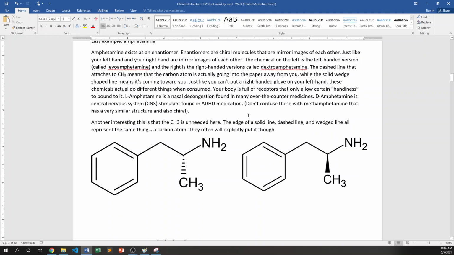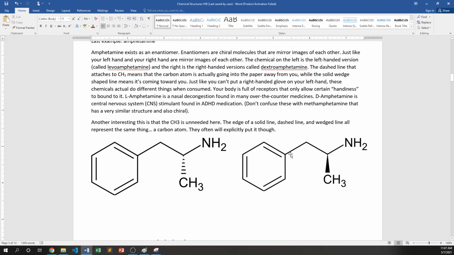So we have receptors in our body, and you think of it like a hand in a glove. Your receptors are like the glove. Your hand is like a chiral molecule. The left-handed one, the levo amphetamine, is a nasal decongestant. You have a receptor in your nose and your sinuses that this bonds to. It does nothing whatsoever but nasal decongestion. So allergy medicine will have this in it.